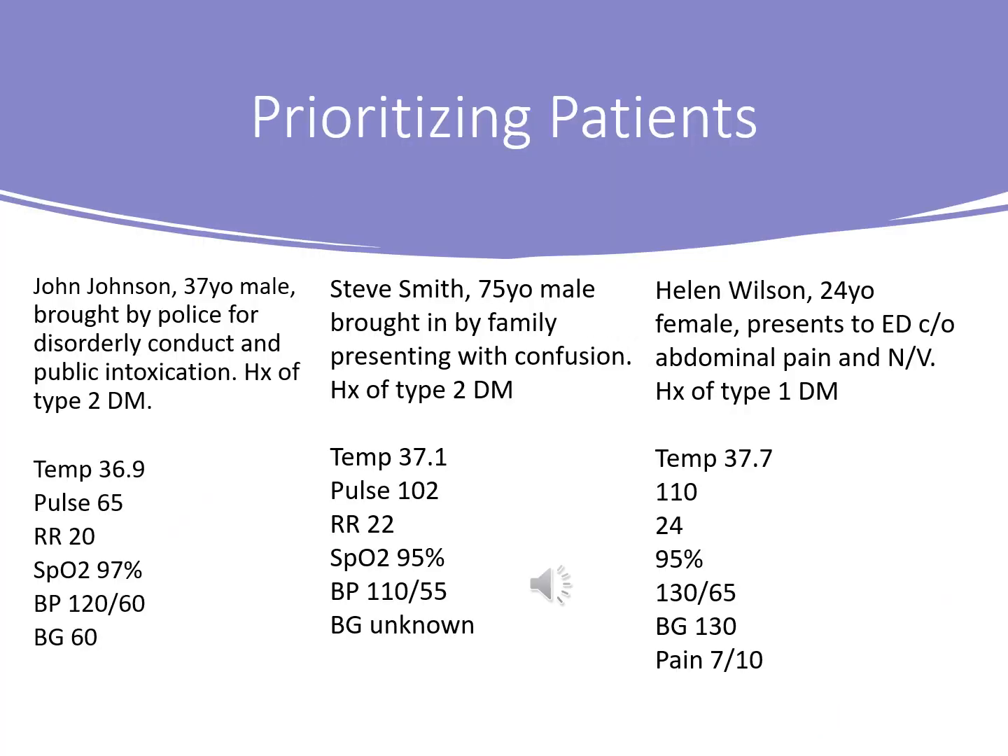I want you to spend a couple minutes, look through these patients, and I want you to think about prioritizing them. We've got John Johnson, we've got Steve Smith, and Helen Wilson. So take a look through these vital signs, take a look and see who you would go and see first, who you would see second, and who you would see third. And then on this next slide, we'll investigate why they'll be in that specific order.